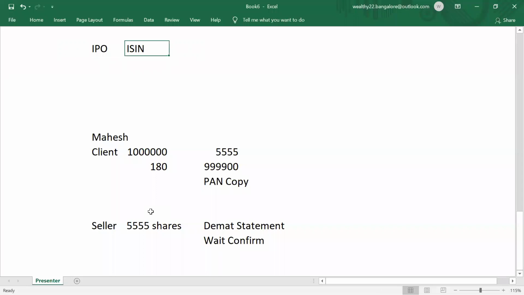In some cases, if the ISIN number is changed, then the ISIN number is automatically changed by the DMAT services. Earlier it used to happen, but now, thanks to technology, the ISIN continues to be the same.